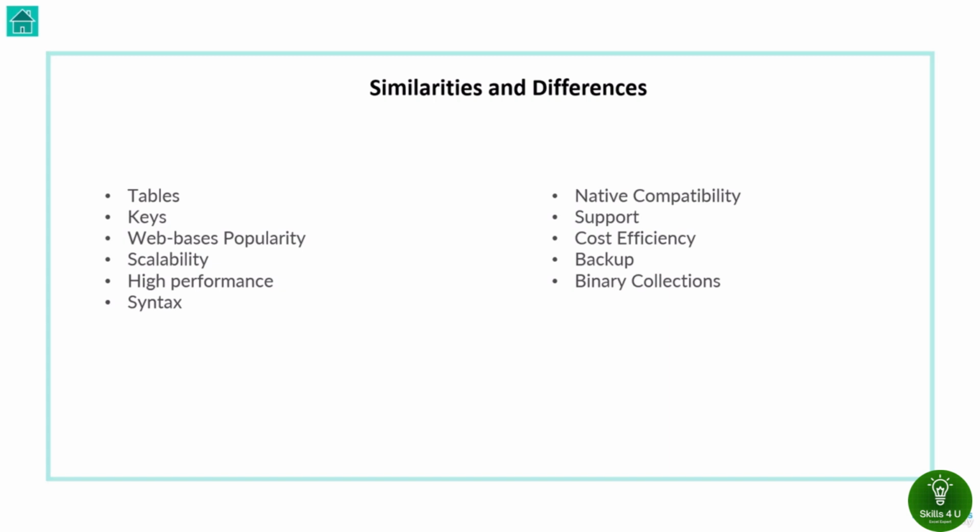Keys. Primary and foreign keys are used by both systems to construct connections between tables. Web-based popularity. Because of their many qualities, both systems are very popular online. With the exception of Oracle, the most typical databases to use for web applications are MySQL and MS SQL. When you sign up for hosting, you're normally offered the choice between MS SQL and MySQL.